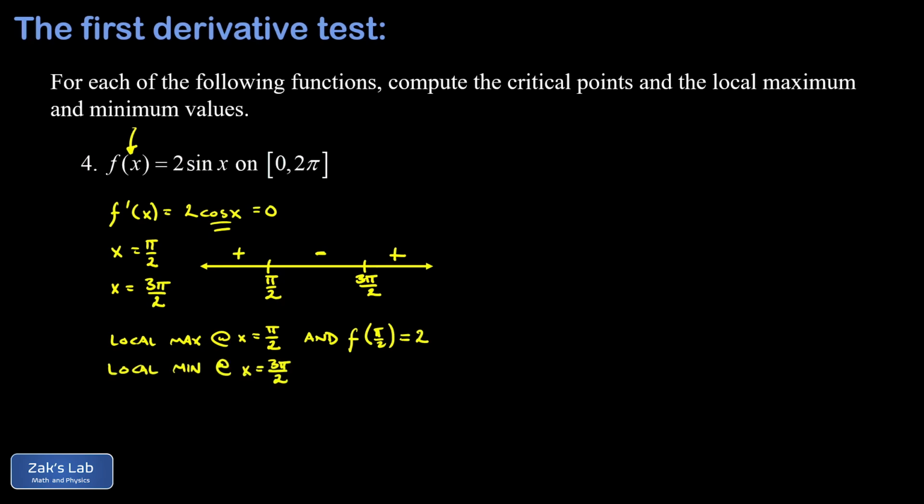Next, I have a local minimum at x equals 3 pi over 2, because that's a transition from decreasing to increasing. And my local minimum value is going to be f of 3 pi over 2. Well, the sine of 3 pi over 2 is -1, so I end up with -2 for this.